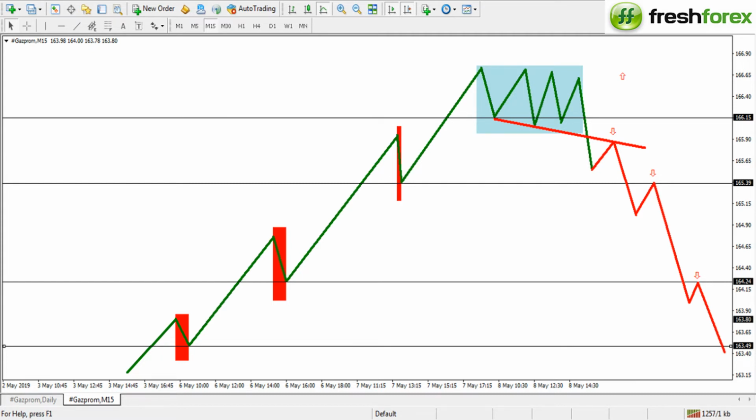I'll sit down and then wait for price to break below a retracement. Then after that break below a retracement, I wait for price to retrace back to the same place it just broke. Then I look for a sell. That's the best way. That is always the best way.